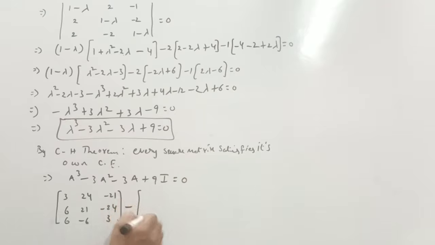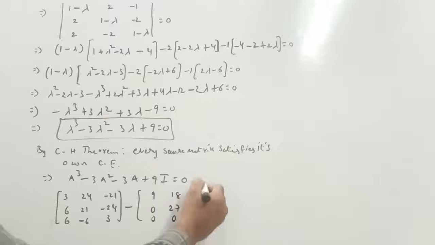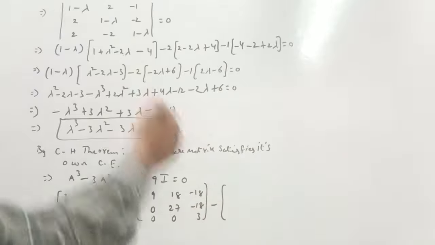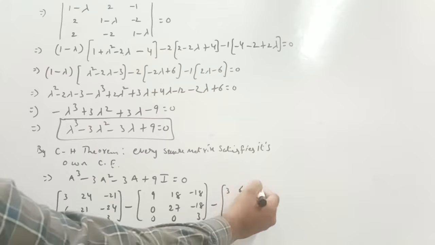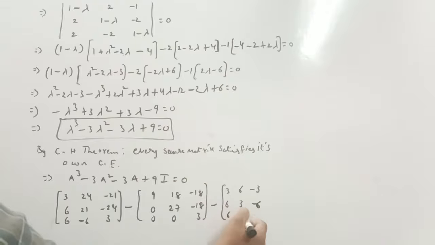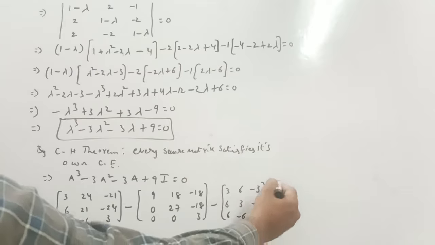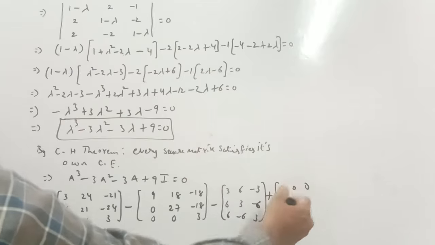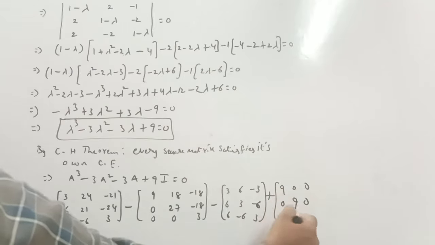Then next, A squared into 3, that is 3A squared. How much am I getting here? 9, 18, minus 18; then 0, 27, minus 18; 0, 0, 3. Next, minus 3A, multiply the given matrix by 3. So 3, 6, minus 3; 6, 3, minus 6; minus 6, 6, minus 6, 3. Then plus 9I, how much is it? 9 0 0, 0 9 0, 0 0 9.